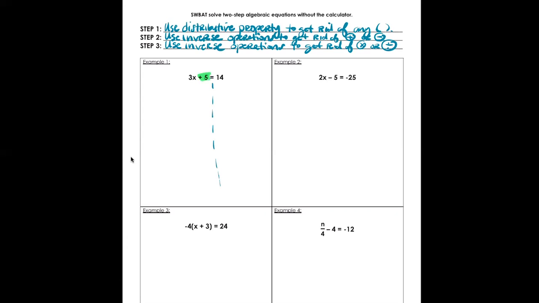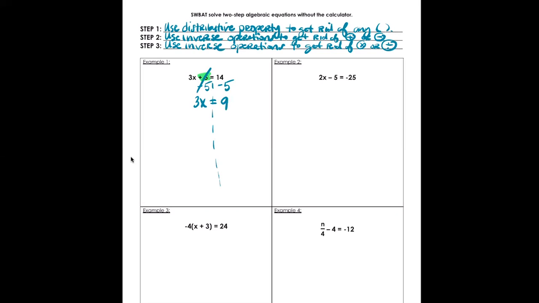What's the opposite of plus 5? The opposite of plus 5 is minus 5, because of the inverse of addition and subtraction. Whatever you do on one side, you want to do on both sides. Here it cancels out. 3x is now left alone on that side. Bring down the equal sign, and then combine 14 and negative 5. We did this last week with the integer rules. When they are different signs, you subtract them and you take the sign of the bigger number. So we should know that that's going to give us a positive 9.